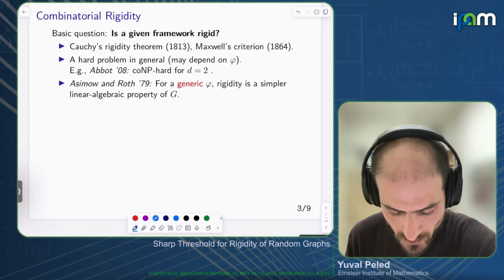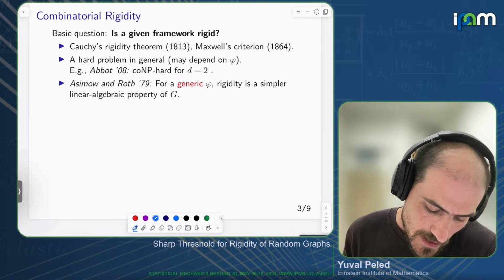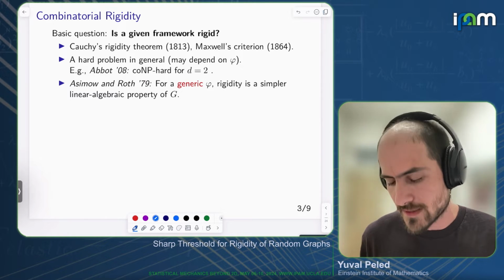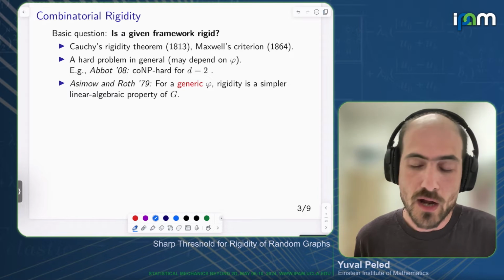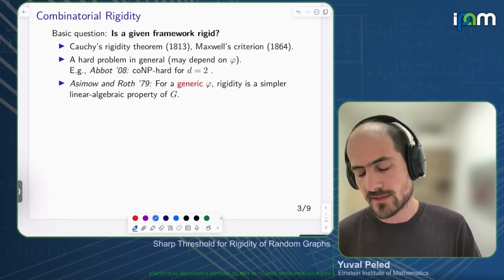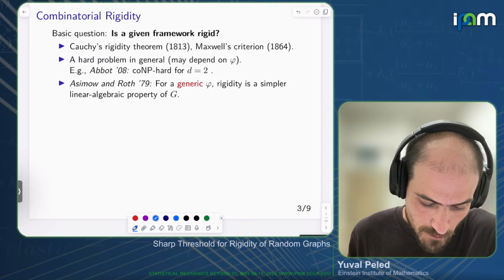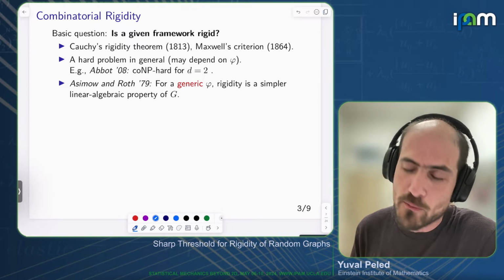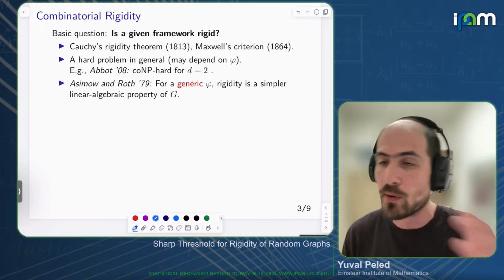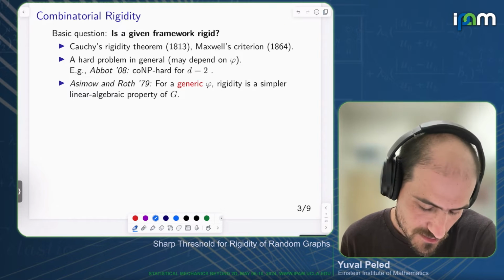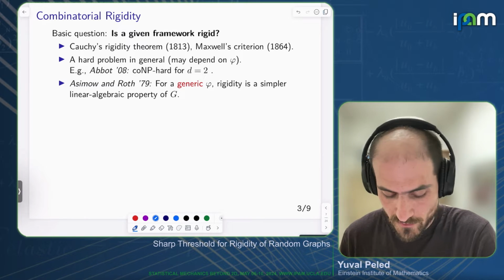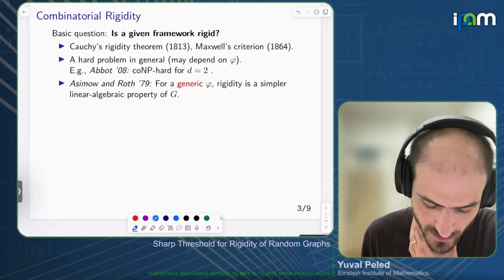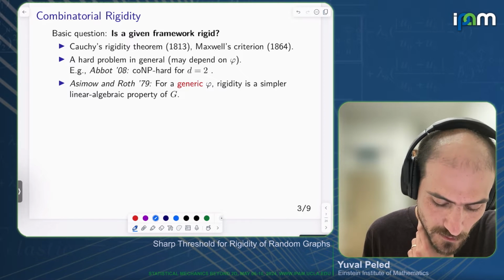Physicists also, of course, dealt with this concept, and this goes back to Maxwell. And naturally, it's a concept that has a lot of applications in engineering, in robotics, and so on. Mathematically, it turns out that deciding if a given framework is rigid is a hard problem, both mathematically and computationally. It can be hard even when d equals 2.